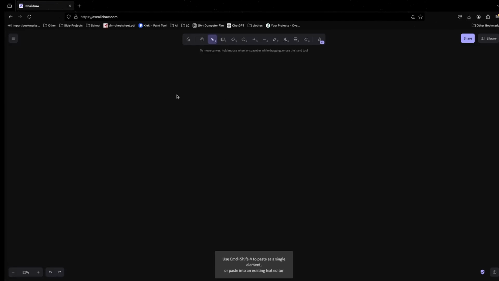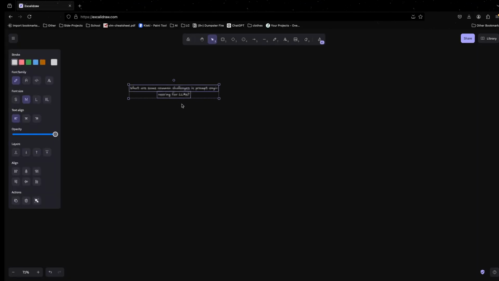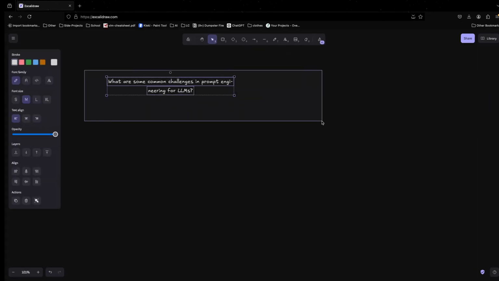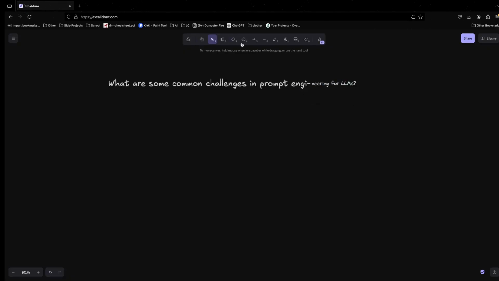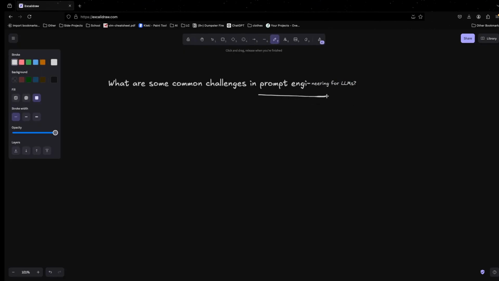A common question that I come across quite often is essentially this: What are some common challenges in prompt engineering for LLMs? So prompt engineering has been becoming less of an art and more of an actual legible technique. People have been posting job postings saying that, hey, we want prompt engineers, we want prompt engineers.